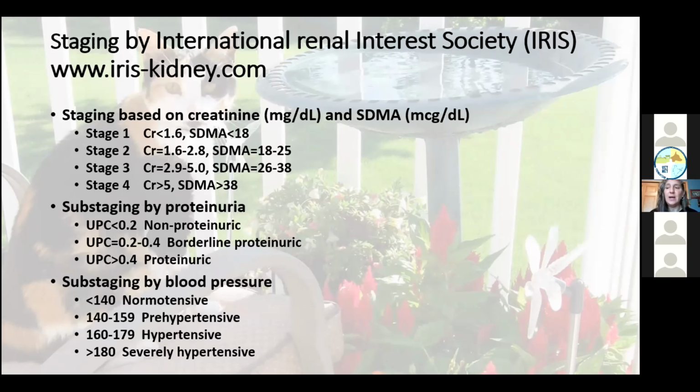Okay, so staging. This chart was created by the International Renal Interest Society, and I have put up here a website where you can look at that and get more information on the staging. So the staging is based on the creatinine. Here I have it listed in milligrams per deciliter, and the SDMA in micrograms per deciliter. Stage 1 is where the creatinine is under 1.6 and the SDMA is under 18. So it's a normal creatinine and normal to mildly increased SDMA.